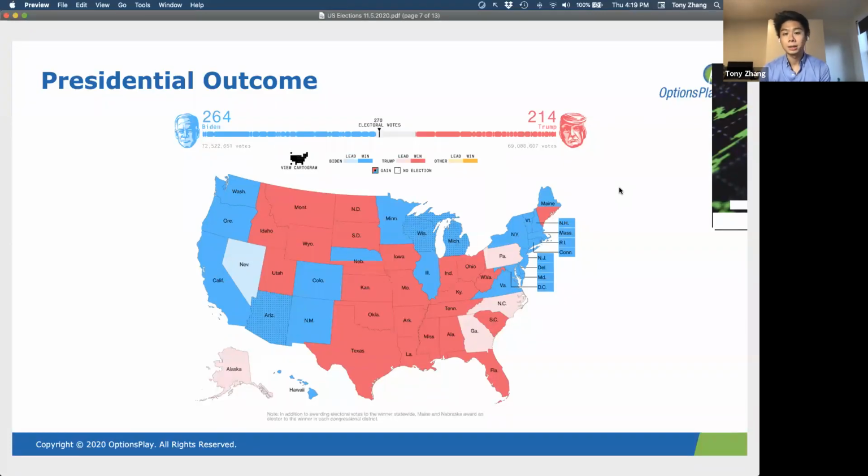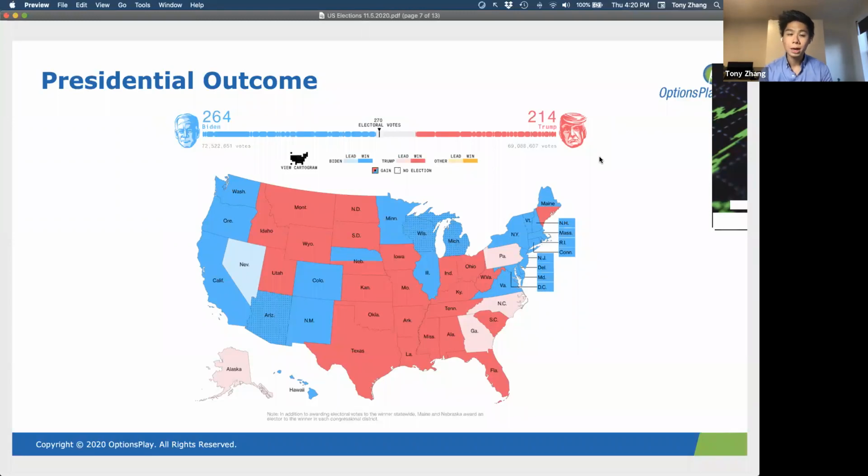There's a lot of support for both candidates. Now, the electoral college currently sits at 264 for Biden, 214 for Trump. Most of the news outlets have the same call here in terms of who has won and how many electoral college votes. But keep in mind that December 8th is actually when the electoral college votes on who becomes the next president. So a lot can happen between now and then.